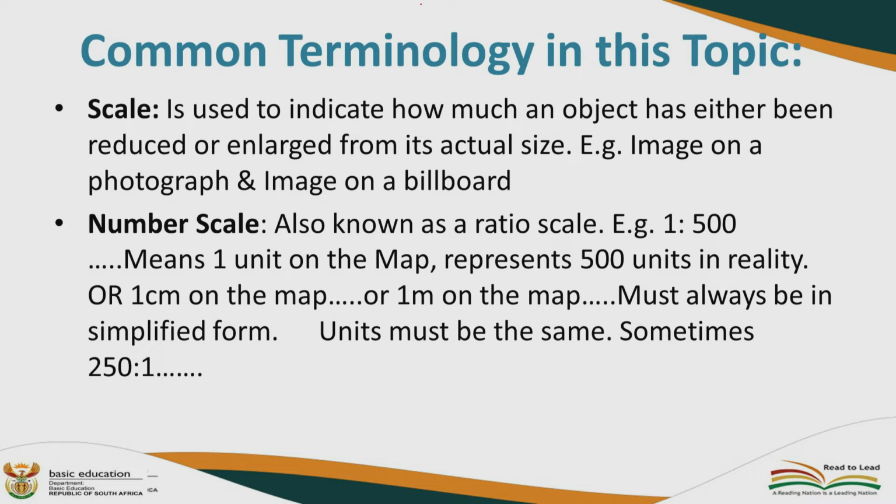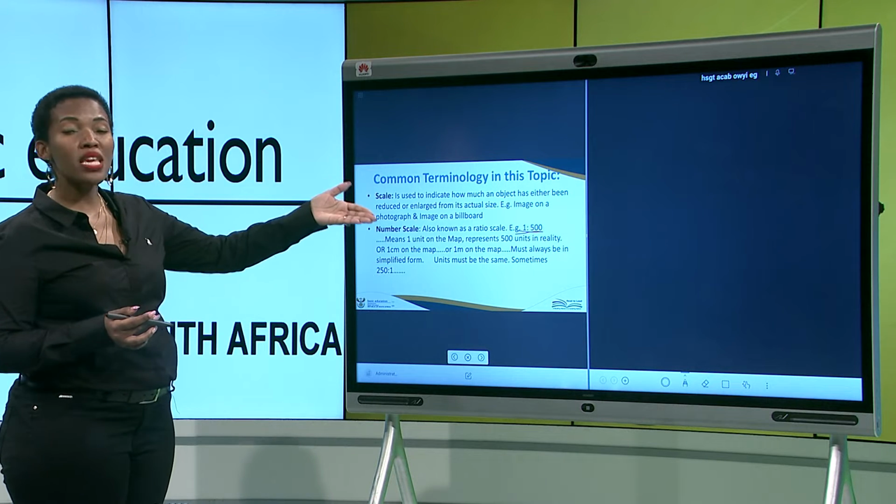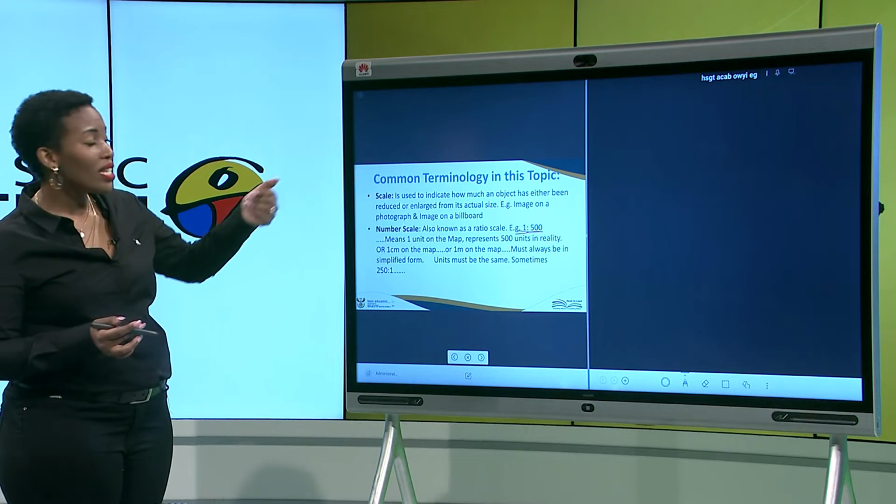The other word that we are going to come across is a number scale. A number scale is a type of scale which is also known as a ratio scale. We say it's a ratio scale because of the way that it is written as a ratio. An example that I've used here is 1:500. Now, the most common question that you would get for this kind of scale, the examiner would normally ask you to explain the meaning of this scale. What does it mean?